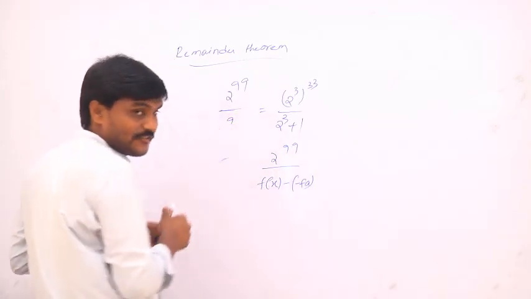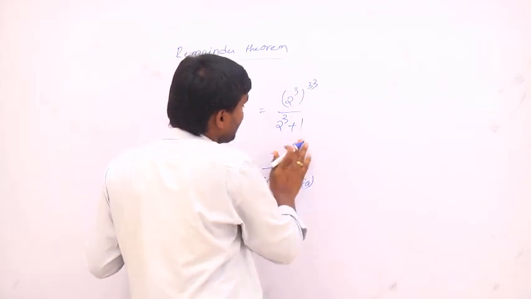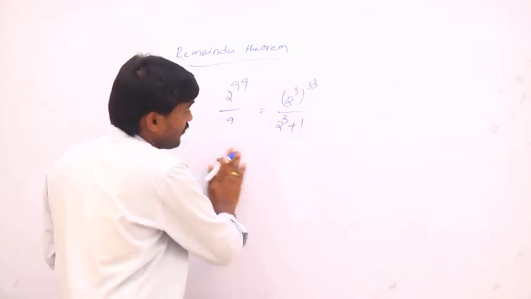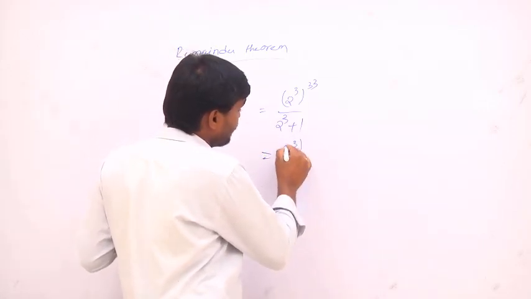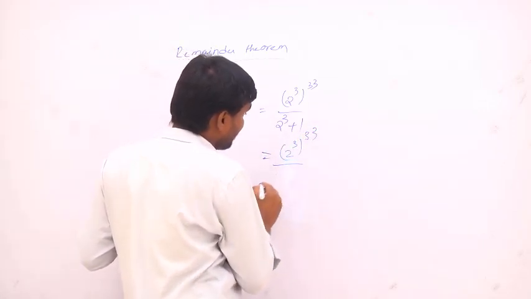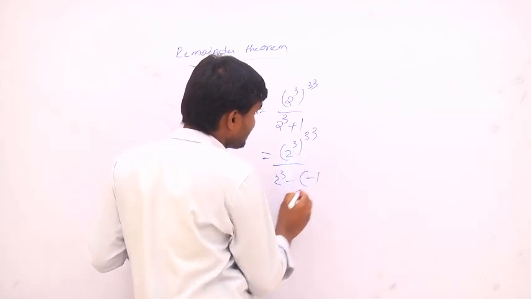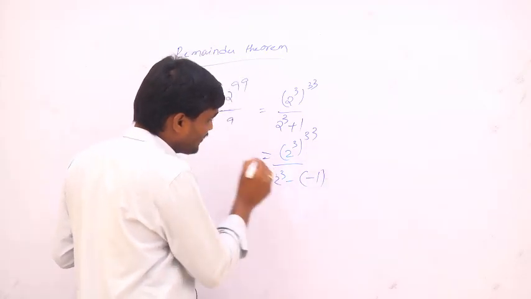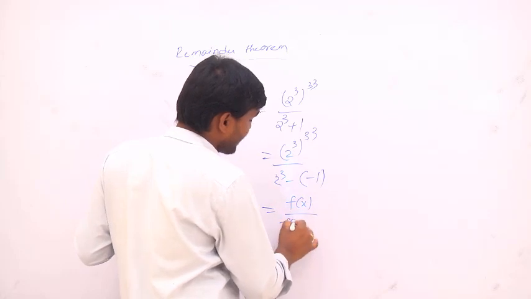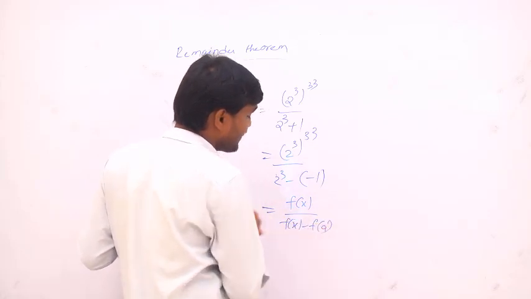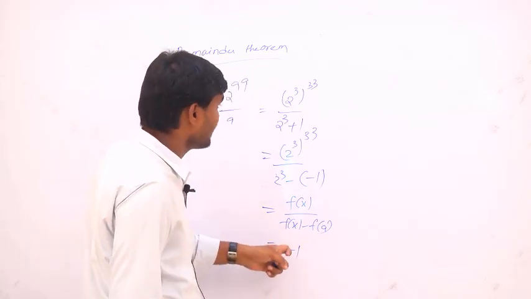If 2 power 99 is divisible by 9, then what is the remainder? You can write 2 cube power 33 by 2 cube plus 1. So this is f of x by f of x minus f of a, where f of a is the remainder. That's why the remainder is minus 1.